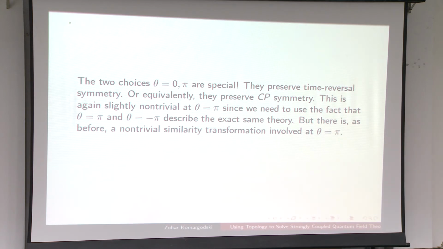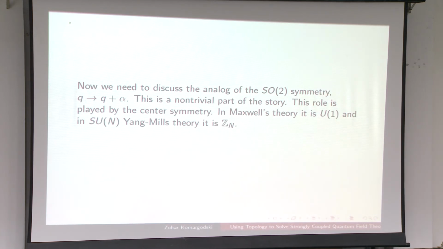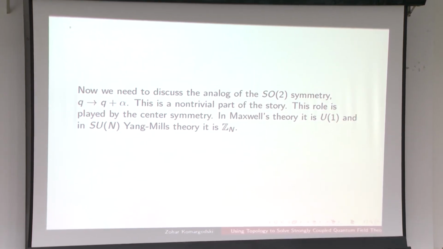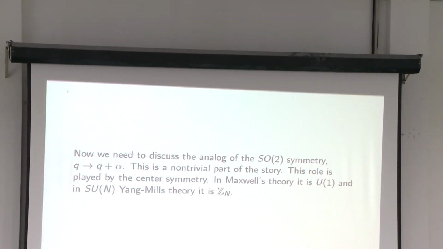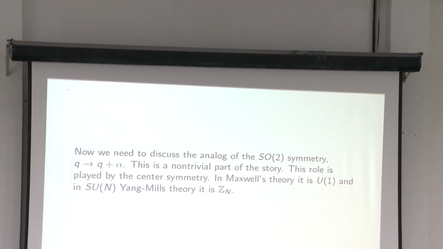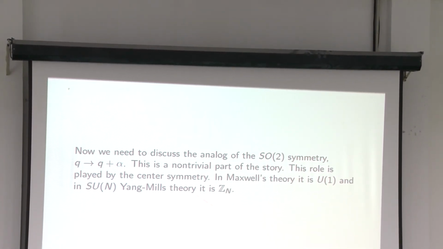And again, you can prove that theta is 2 pi periodic by doing a similarity transformation. So the last remaining piece of the puzzle is what is the analog of SO2. We saw that the analog of reflections is time reversal. The analog of SO2 for the particle in the ring is our Zn.